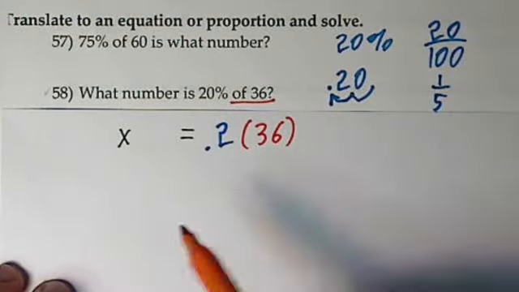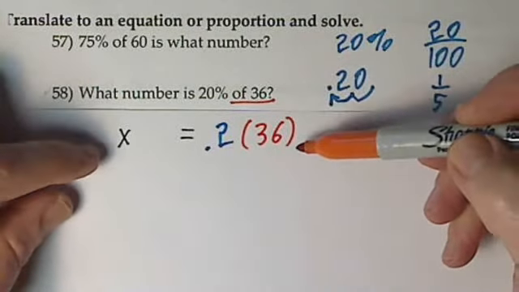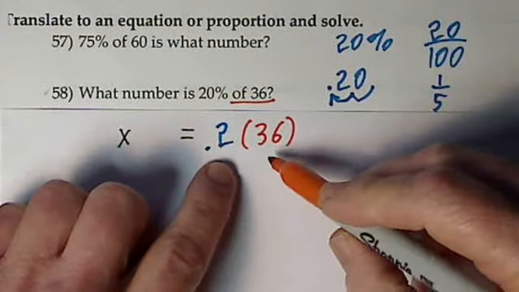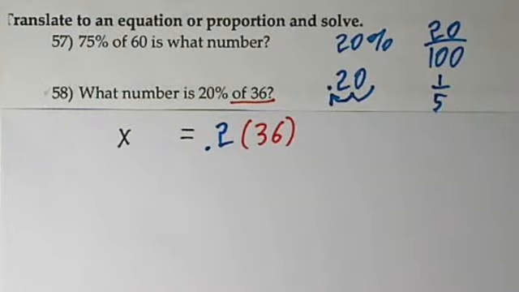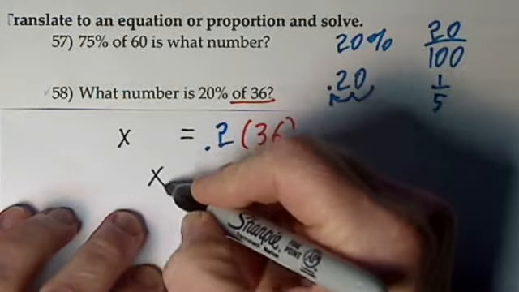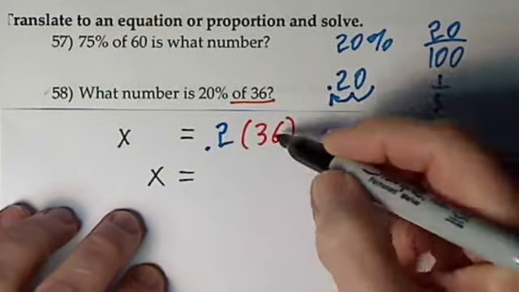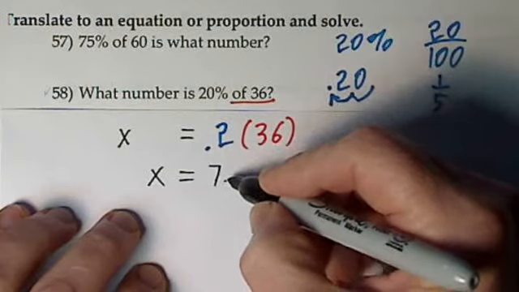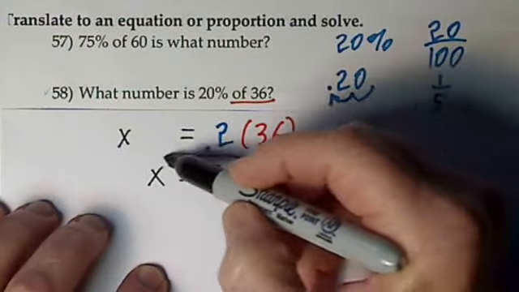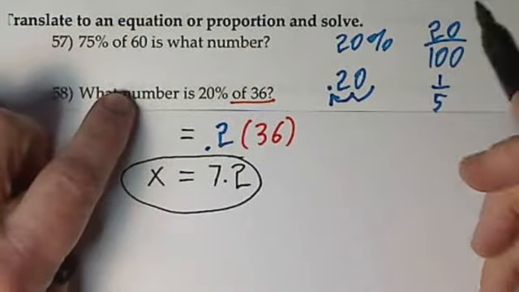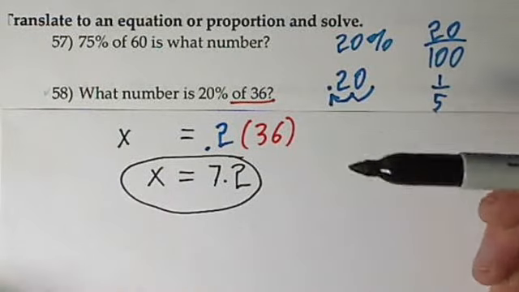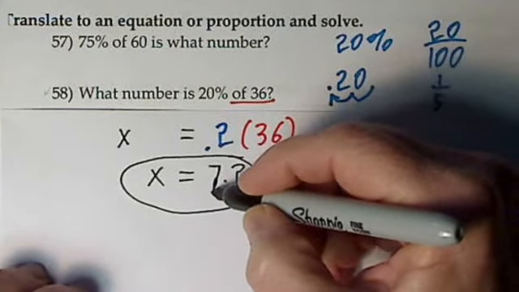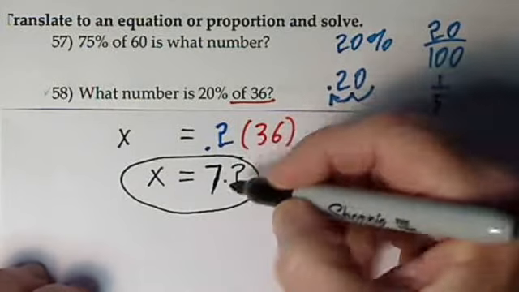36. Okay, so we've translated this sentence to an equation, and x, in this case, is already all by itself, so all we have to do is multiply here. And it turns out that x is equal to, 2 times 36 is 72 with 1 decimal space, so 7 2/10. All right, so 7 2/10 is 20% of 36. Make that 7 a little longer. Strange looking 7. Okay.